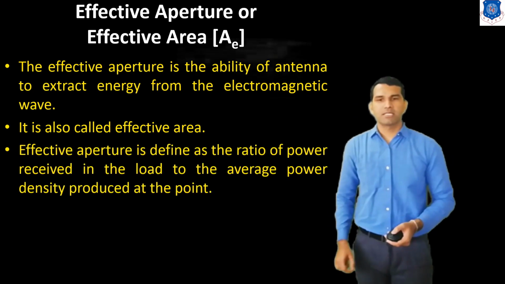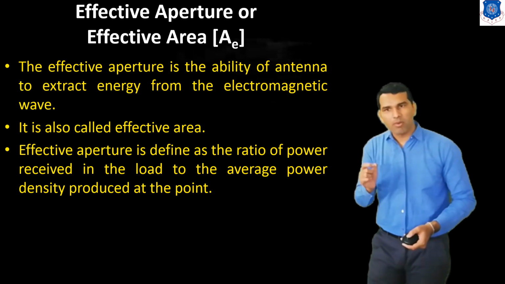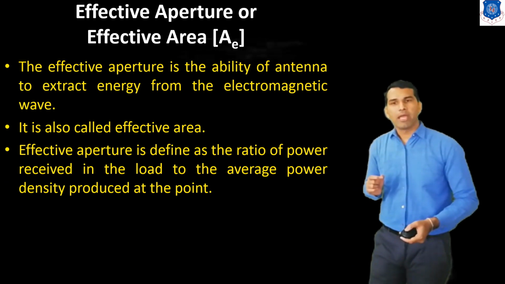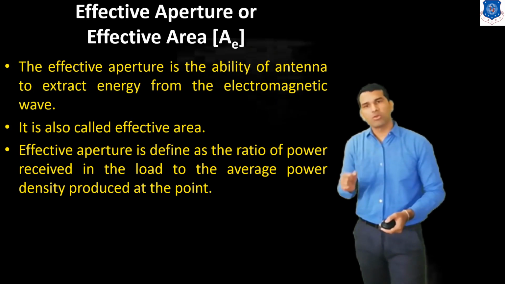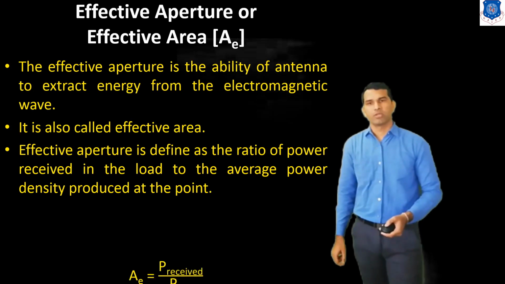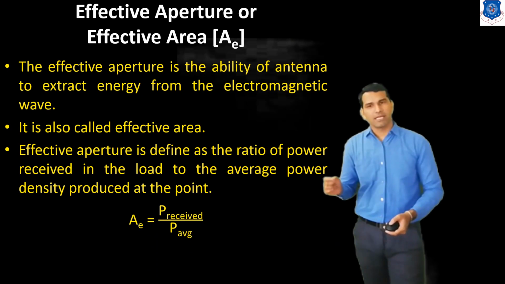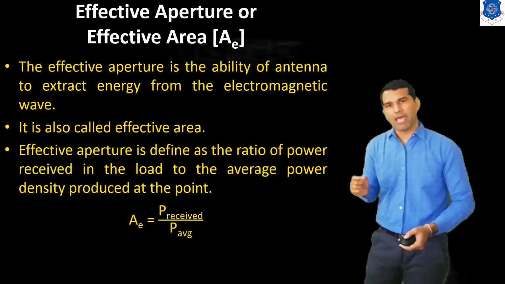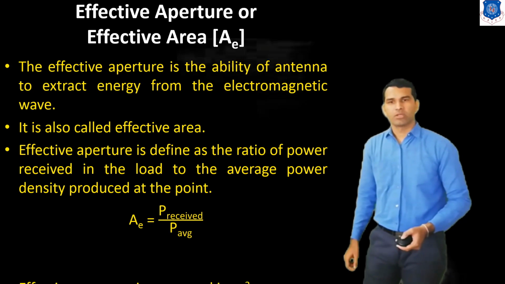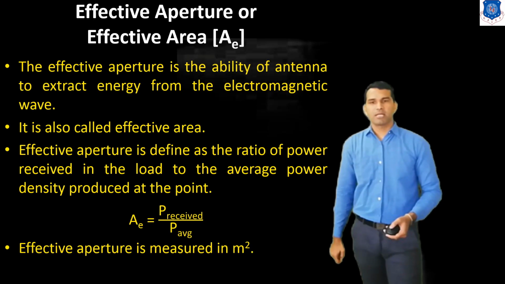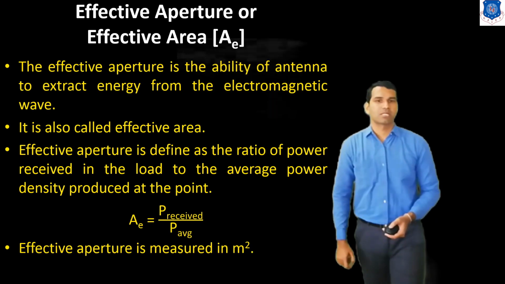Effective aperture is defined as the ratio of the power received in the load to the average power density produced at the point. So we can write AE equals P received upon P average. Effective aperture is measured in square meters.